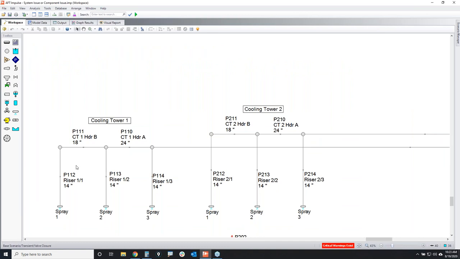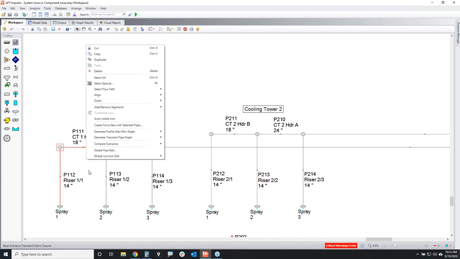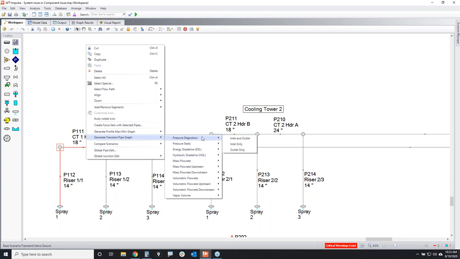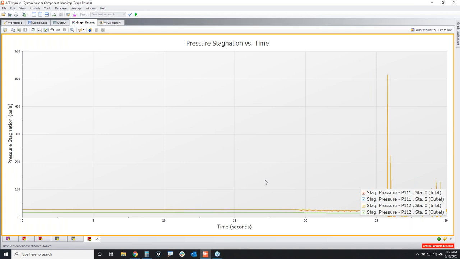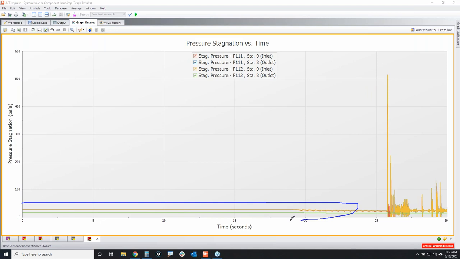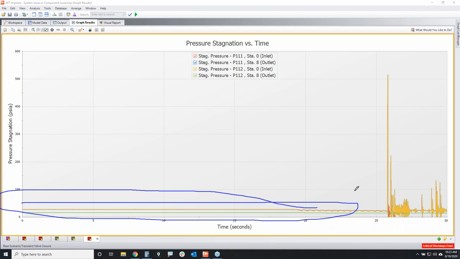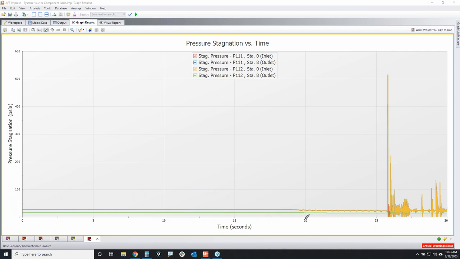Well, I'm going to select these two pipes right here on the workspace. I'm going to right click on the workspace and say, generate a transient pipe graph. What does the pressure look like at the inlet and outlet for each of those pipes? And so here, we can see in the first 20 seconds, there's not much going on. And the reason why is because the valve closure, all that water hammer phenomenon that happens doesn't really happen until that valve is closed. But this is on the downstream side of the valve.